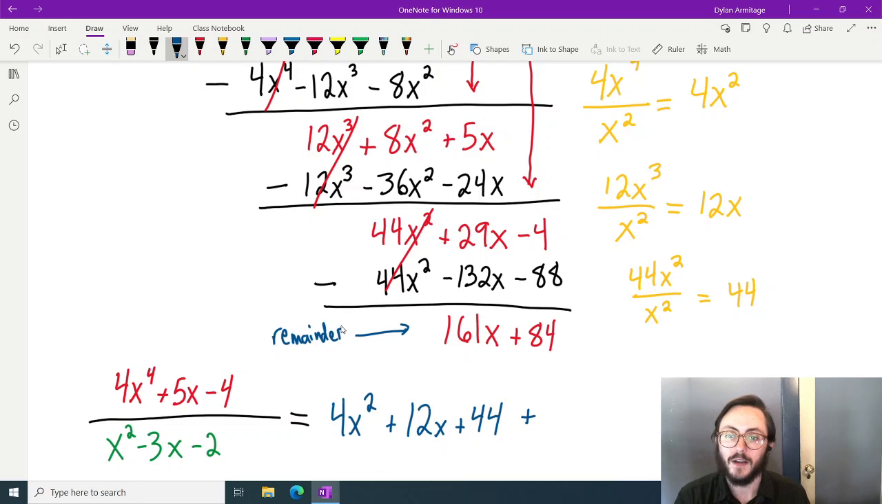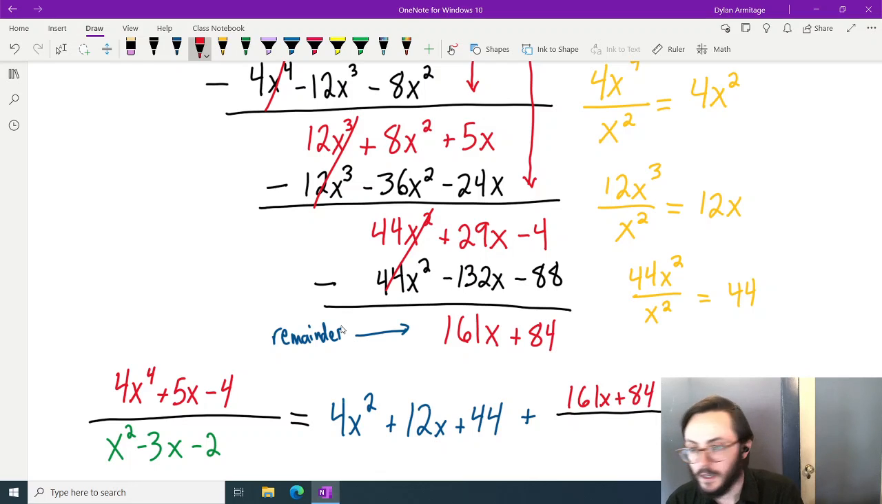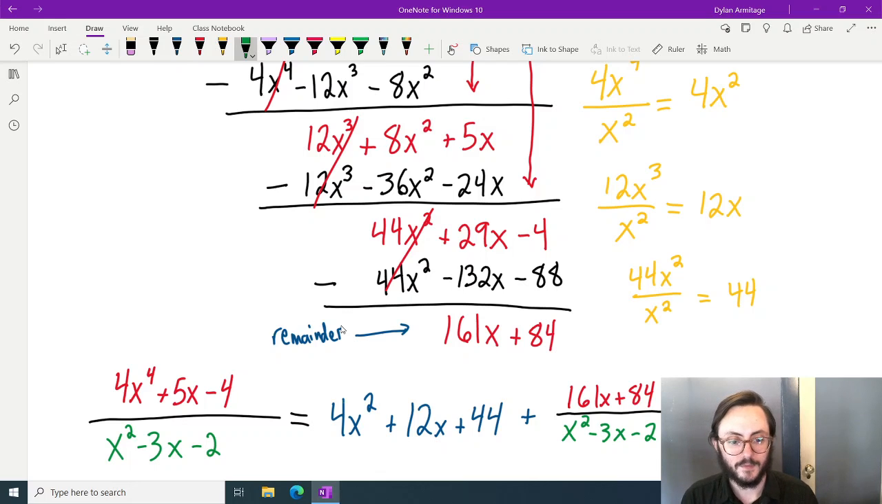Plus our remainder, the fractional part of our division, which would be 161x plus 84 divided by our divisor, x squared minus 3x minus 2. There we go. Long division in only 13.5 minutes.